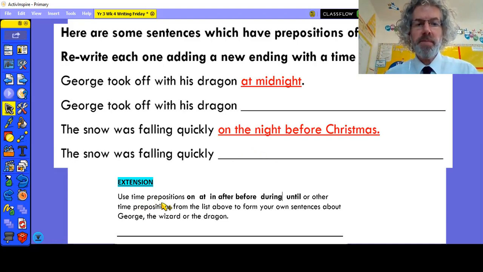Your extension, once you've finished that, could you write using on, at, in, after, before, during, until, or use some of your own ideas for time prepositions or the time prepositions from the top of the page. And I'd like you to form your own sentences from scratch about George, the wizard, or the dragon. Please underline your prepositions of time so I can see that you know which bit of the sentence is the time preposition.